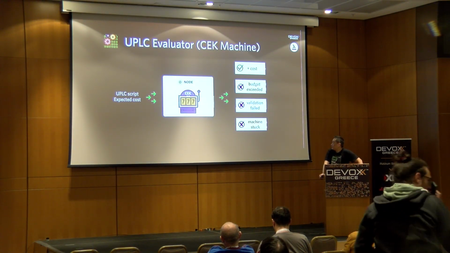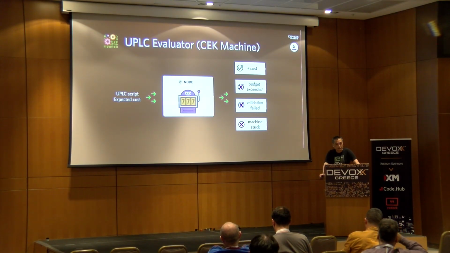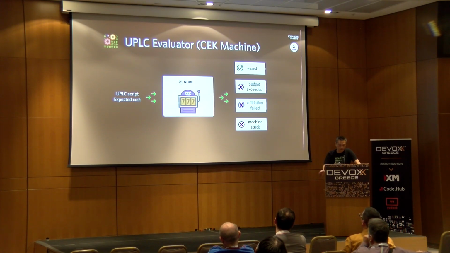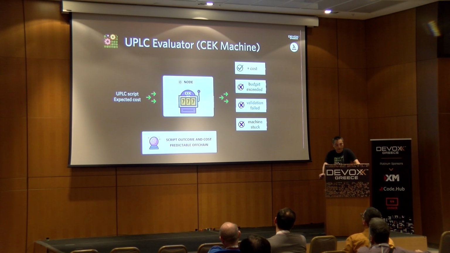And so there are a few different outcomes of validating a transaction. It may succeed with the actual cost of the program, it may fail because the budget has been exceeded, it may fail because some of the validation conditions are not met, and it may also fail because the machine got stuck. The machine gets stuck when no translation rule of the machine applies, and that means your program is not well typed, which cannot happen if your program is compiled from Plinth because it's a typed language. But it can happen if, for example, you modify the UPLC code by hand or compile it from a different language. And an interesting aspect of Cardano is that the script outcome and cost are completely predictable off-chain.